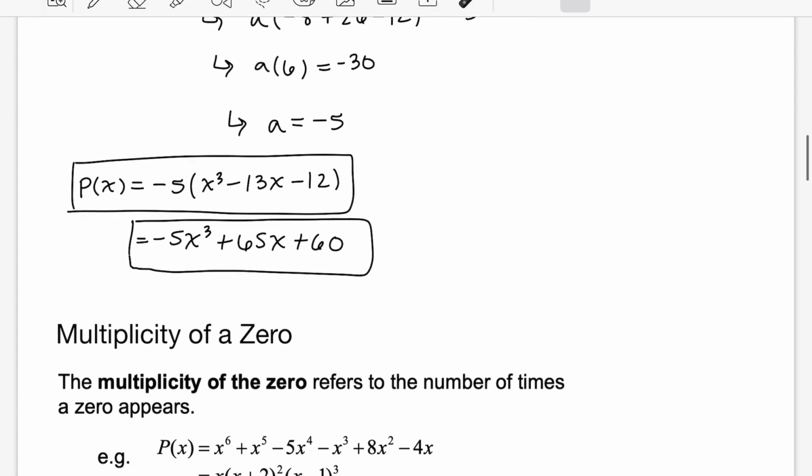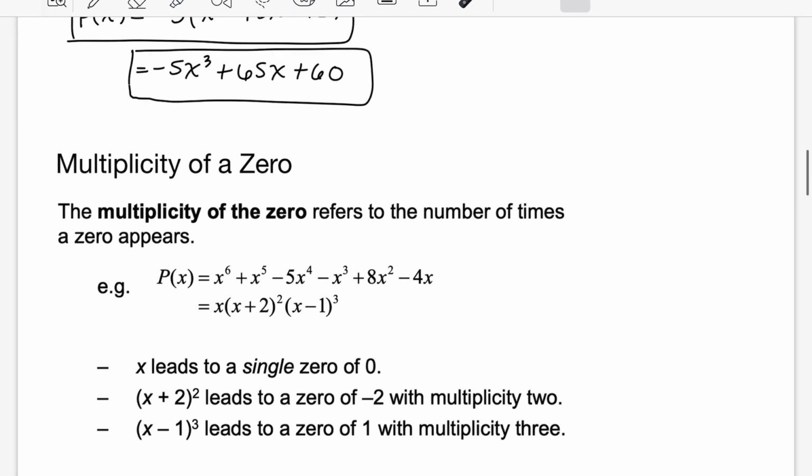Alright, so now we're going to look at the multiplicity of a 0. So the multiplicity of a 0 refers to the number of times a 0 appears. So for example here, looking at this polynomial, once it's factored, we have x times x plus 2 squared times x minus 1 cubed. So this tells us, since we have this x out here, we're going to have a single 0 of 0 there. Plugging in 0 for this x here will just give us 0.